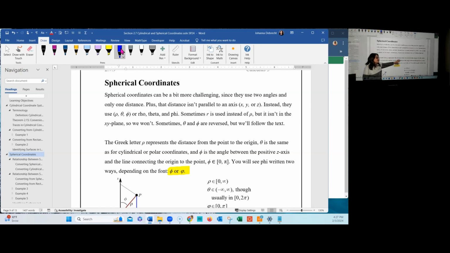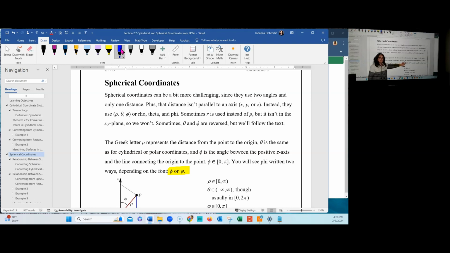Rho represents the distance from the origin to the point in three-dimensional space. So this would be the straight line distance from the origin to the point in three-dimensional space. Theta is the same for cylindrical or polar coordinates. It's a measure of the angle of rotation from the positive x going counterclockwise to the projection of the point, the shadow cast by the point down into the xy plane.